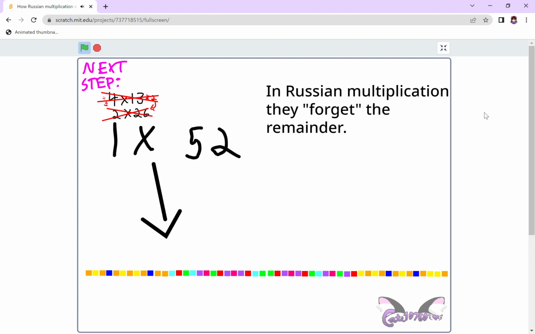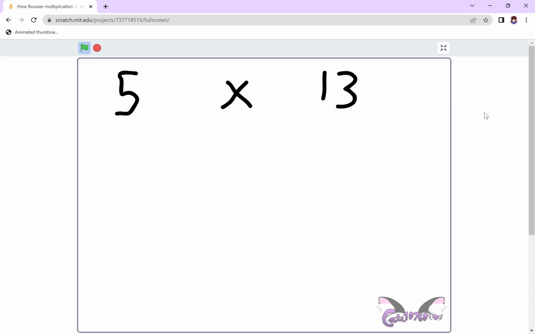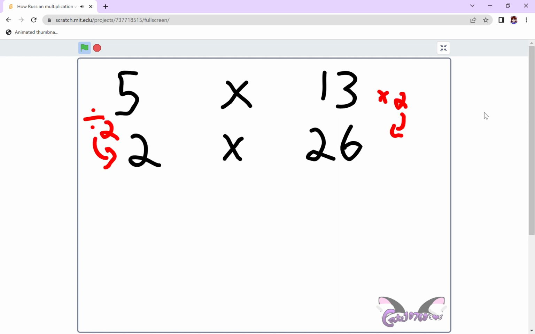Because there are no other odd numbers to add together, our answer is 1 times 52, aka 52. Now in Russian multiplication, they say to forget all the remainders. So how would that even work, though? Well, let's test that out. Using the same thing that we did last time, we are going to take 5 times 13. So first we divide the 5 by 2 and times the 13 by 2. That leaves us with 2 and 26.